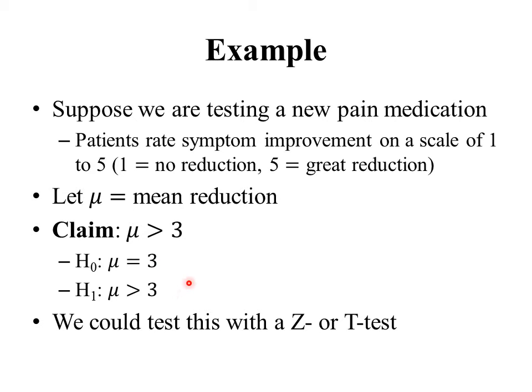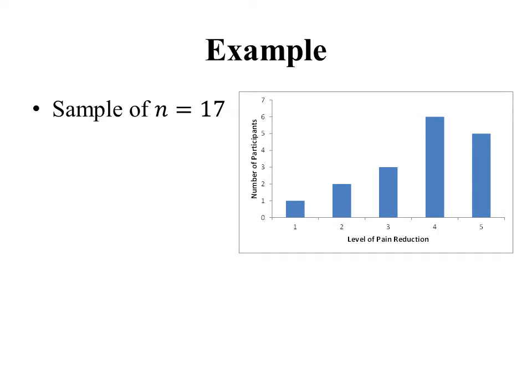And so we tested hypotheses like this back in Chapter 7, and we used either a z or a t-test. A z-test if our sample was large, and a t-test if our sample was small. Well, let's suppose that we give this drug to 17 patients, which is a small number of patients. And this histogram here summarizes our results.